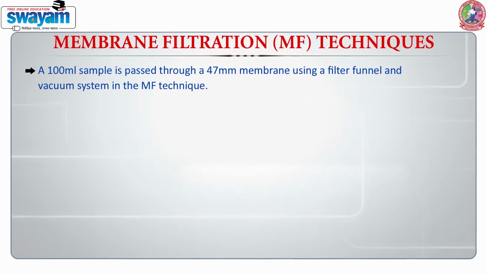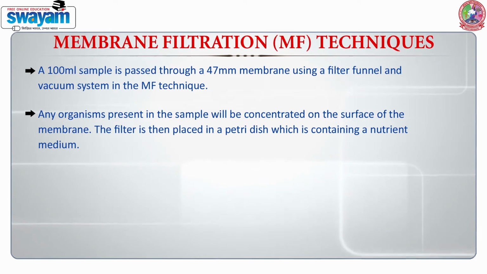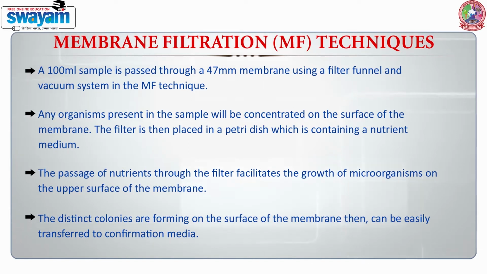In the membrane filter technique, a 100 ml sample is passed through a 47 mm membrane using a filter funnel and vacuum system. Any organisms present in the sample will be concentrated on the surface of the membrane. The filter is then placed in a petri dish containing a nutrient medium. The passage of nutrients through the filter facilitates the growth of microorganisms on the upper surface of the membrane. Distinct colonies form on the surface of the membrane and can then be easily transferred to the confirmation media.